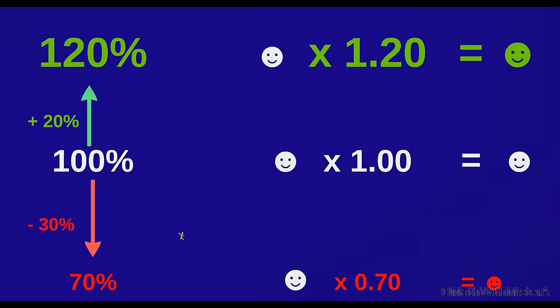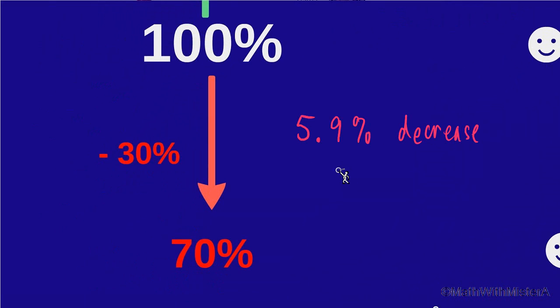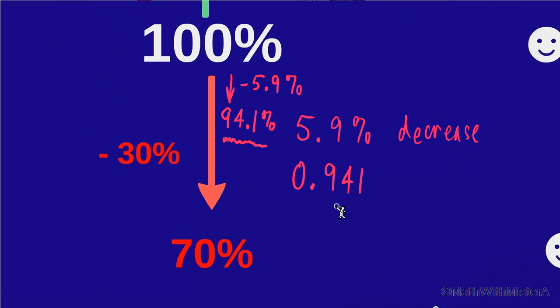And we can certainly work with all sorts of other numbers with percent increases and decreases. For example, we could do a 5.9% decrease. Starting at 100%, subtracting 5.9% equals 94.1%. And then as a decimal, we would use 0.941. And we could multiply a number by 0.941 to decrease it by 5.9%.